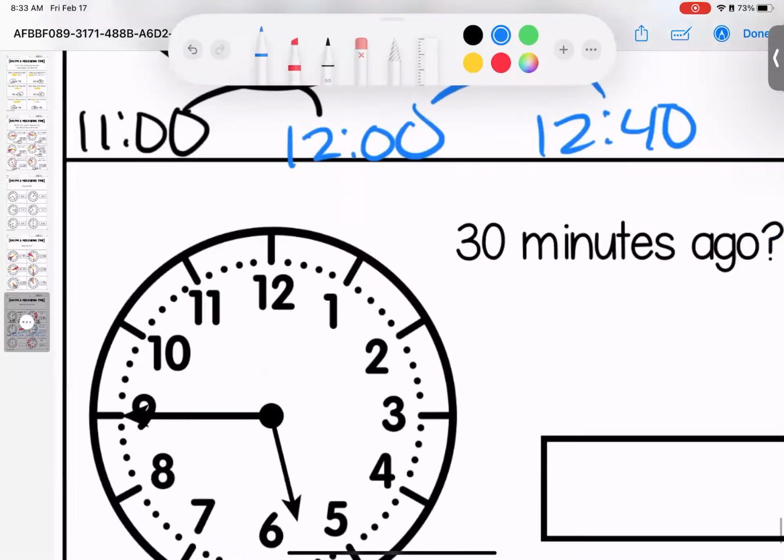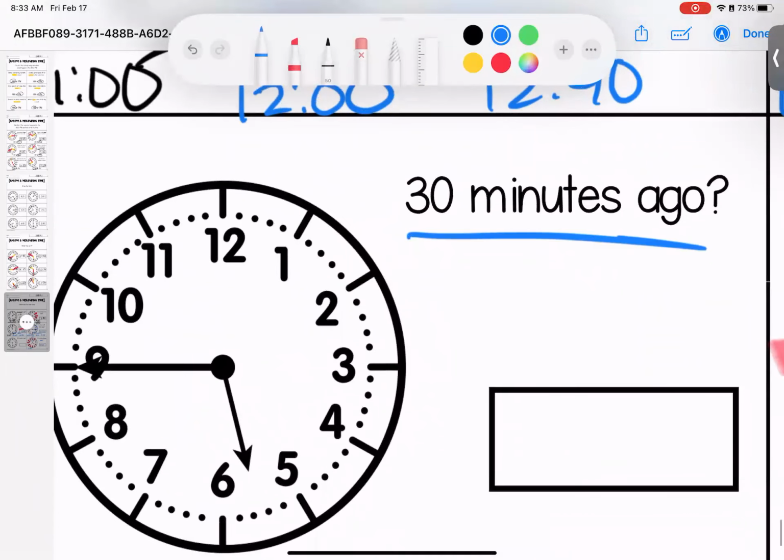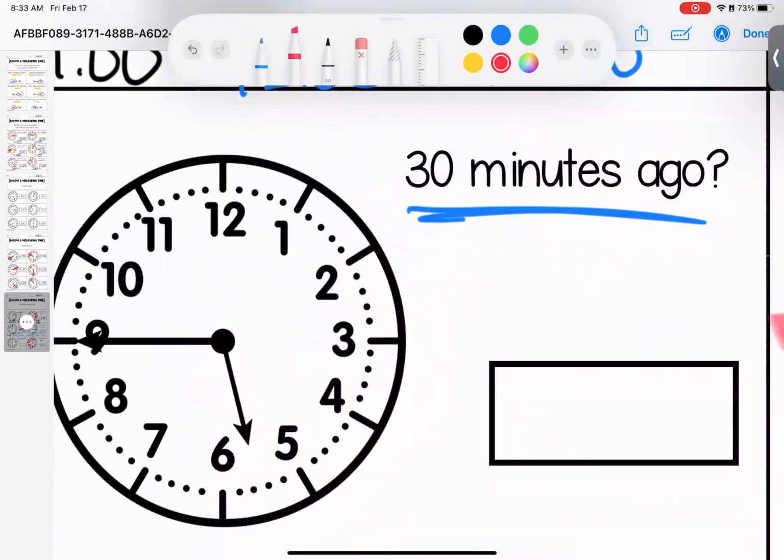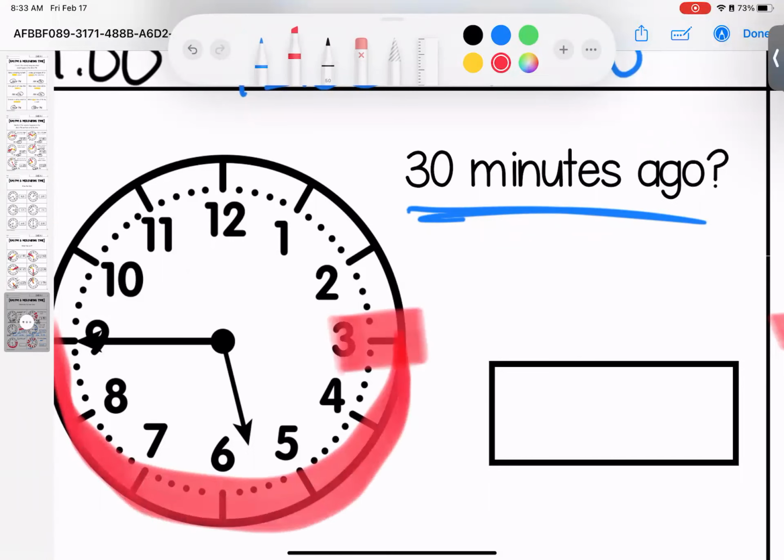Oh, one more. 30 minutes ago. So we're going back 30 minutes, or going halfway around the clock towards the front. It's going to take me from 5:45 to 5:15.